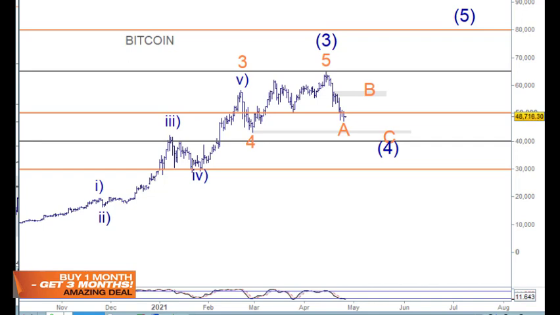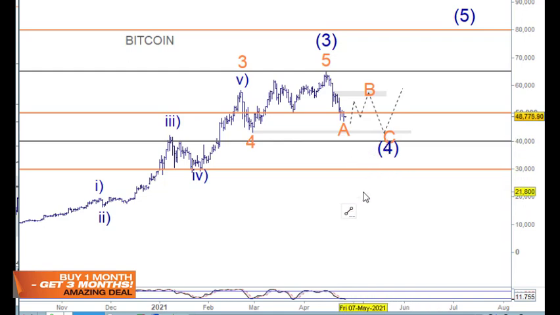Starting with the daily chart here for Bitcoin. Not a lot of change. We've been looking at the move down through here as an impulse wave, and that means we would be looking for an ABC pattern here for wave B and then down for wave C to finish this wave 4 off here.